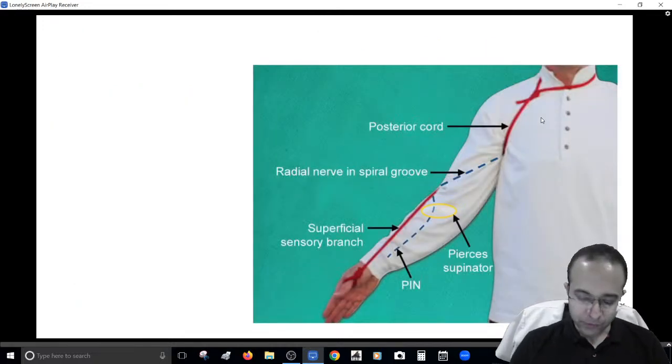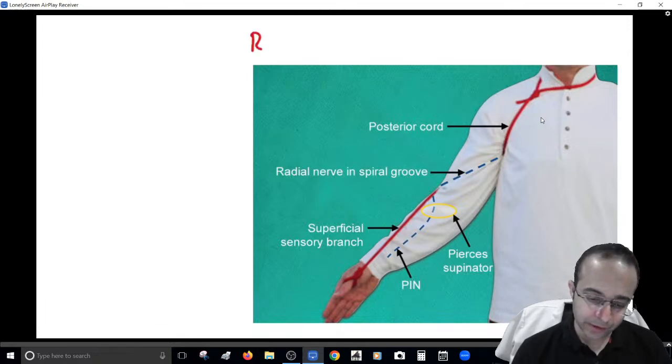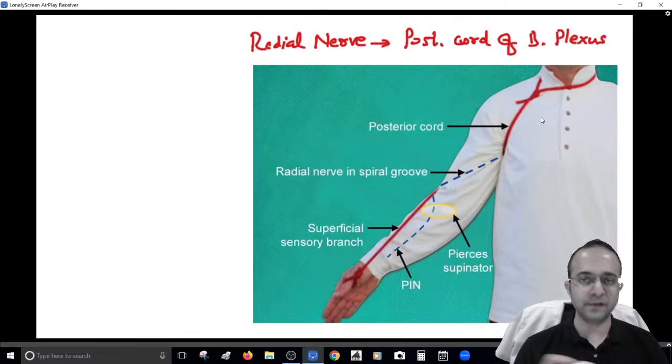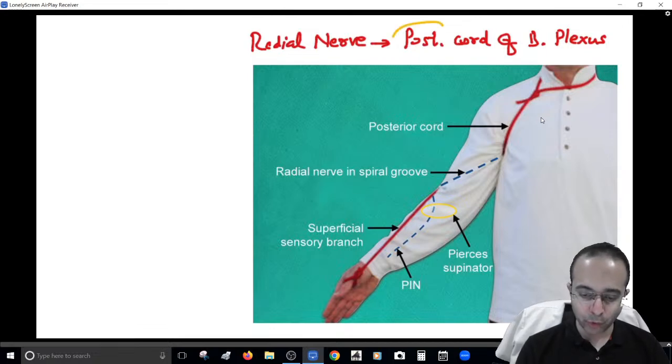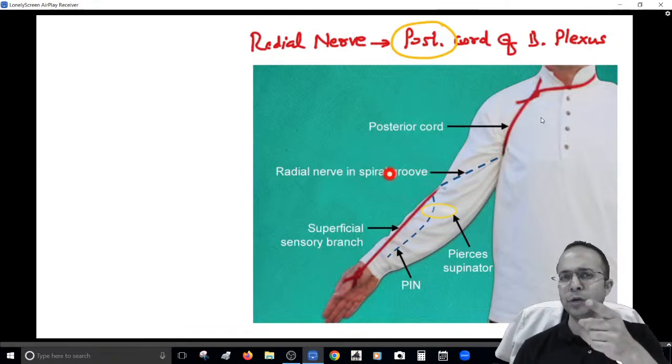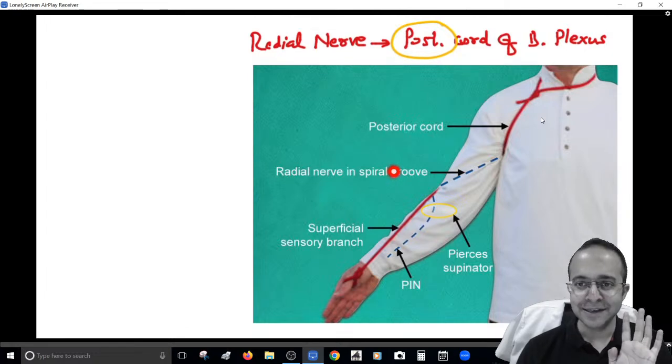For this, I will quickly take you through the anatomy of this very important nerve, the radial nerve, which simply tends to be a continuation of the posterior cord of the brachial plexus. Up in the axilla you will find this nerve lying posteriorly. In fact, you find it on the posterior side of the humerus, running in that very popular area you know as the spiral groove.